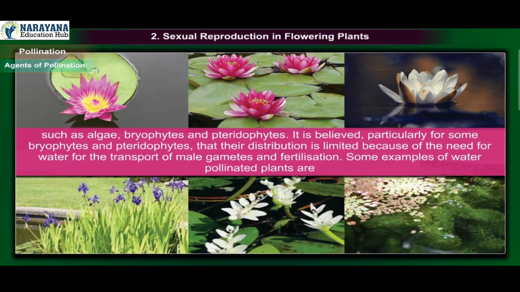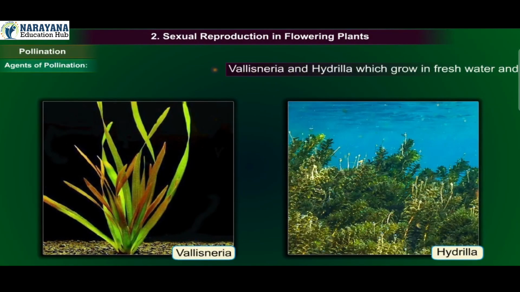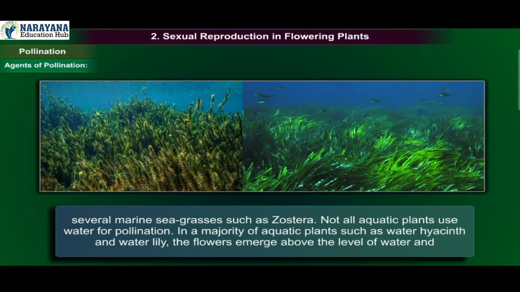It is believed, particularly for some bryophytes and pteridophytes, that their distribution is limited because of the need for water for the transport of male gametes and fertilization. Some examples of water-pollinated plants are Vallisneria and Hydrilla, which grow in fresh water, and several marine sea grasses such as Zostera. Not all aquatic plants use water for pollination.